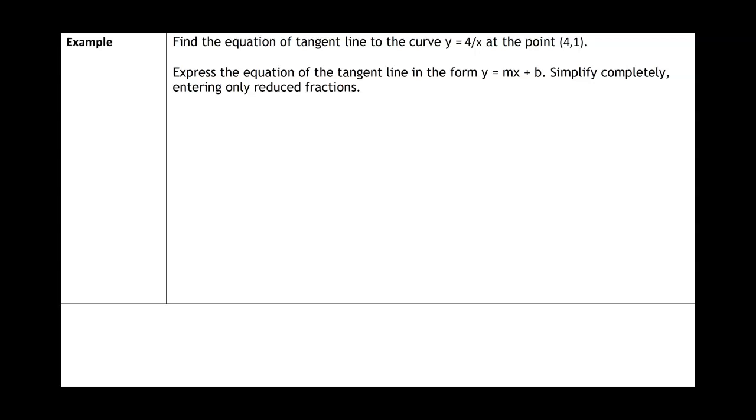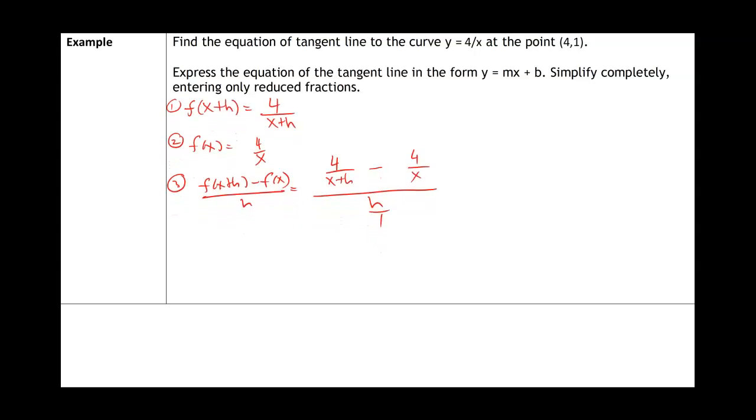So first, let's just find our derivative. Okay, so we have f of x plus h. Our function is 4 over x, and because our input is x plus h, we're going to replace this x with x plus h. F of x is just 4 over x. If I put it all together to get the difference quotient, it's going to be f of x plus h, which is 4 over x plus h, minus f of x, which is 4 over x, and all of that is going to be divided by h. And I'm going to write that as h over 1, so we have a fraction as a first term, fraction as a second term, and fraction as the third term.